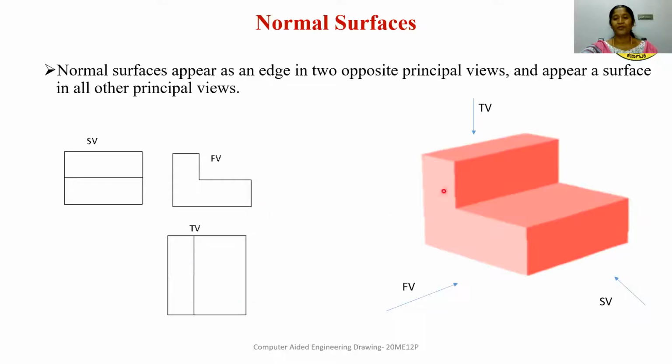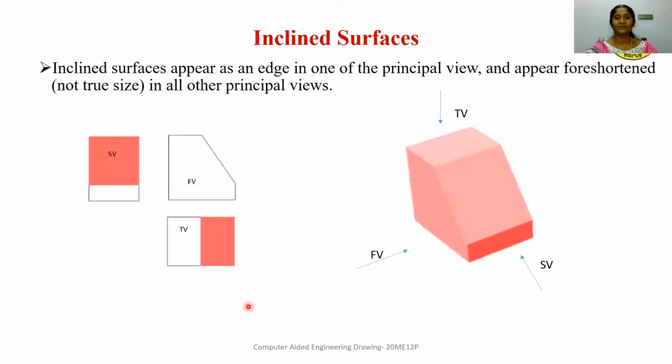Similarly, in the top view, the above plane surface in the side view is represented by this vertical edge, and this plane surface of the side view is represented by this vertical edge in the top view. And coming to the inclined surfaces, these inclined surfaces appear as an edge in one of the principal views and appear foreshortened. That means they are not to the true size in all other principal views.